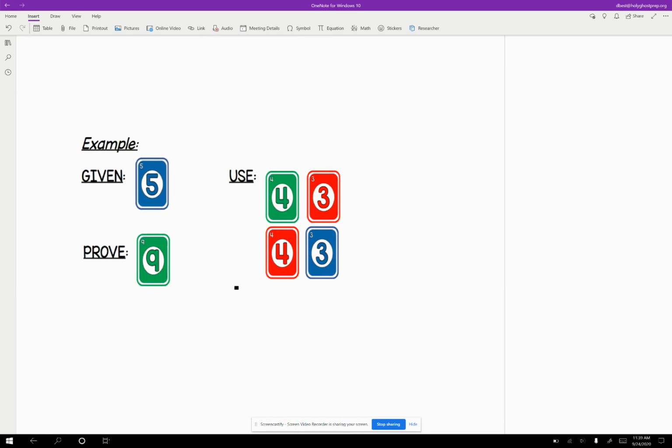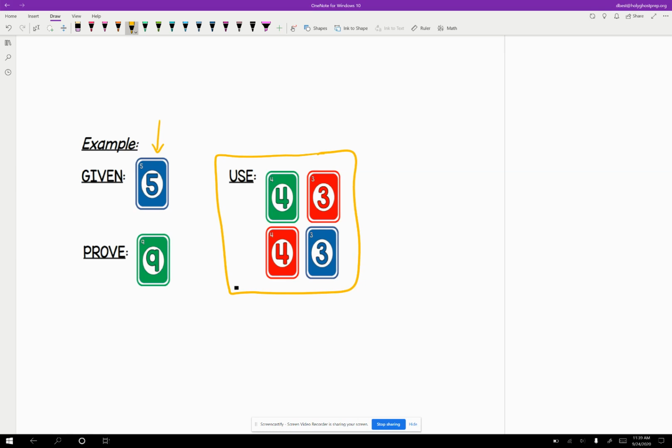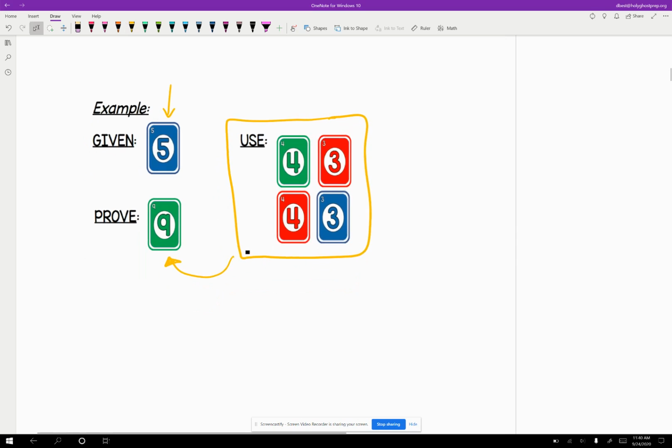So we are starting, someone has played a blue 5. That is where we are starting, right here with our given. And we are going to use the 4 cards we have in our hand so that we are able to play our last card, a green 9. So hopefully you're looking at this, and if you're familiar with Uno, I think you'll be able to do this pretty quickly. But I am going to go through the order that I'm going to play my cards, and I have to use all of them.